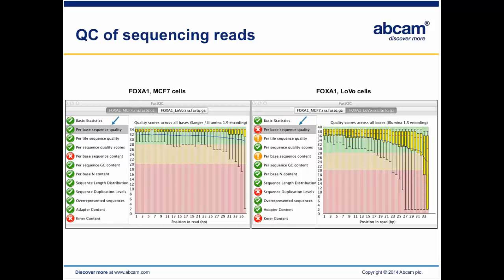In the FOXA1 Novo data on the right, the quality dropped rapidly at the end of the read. In this case, you might want to trim the last 4 or even 5 bases of your reads before downstream analysis. In this webinar, we won't do this just for simplicity.